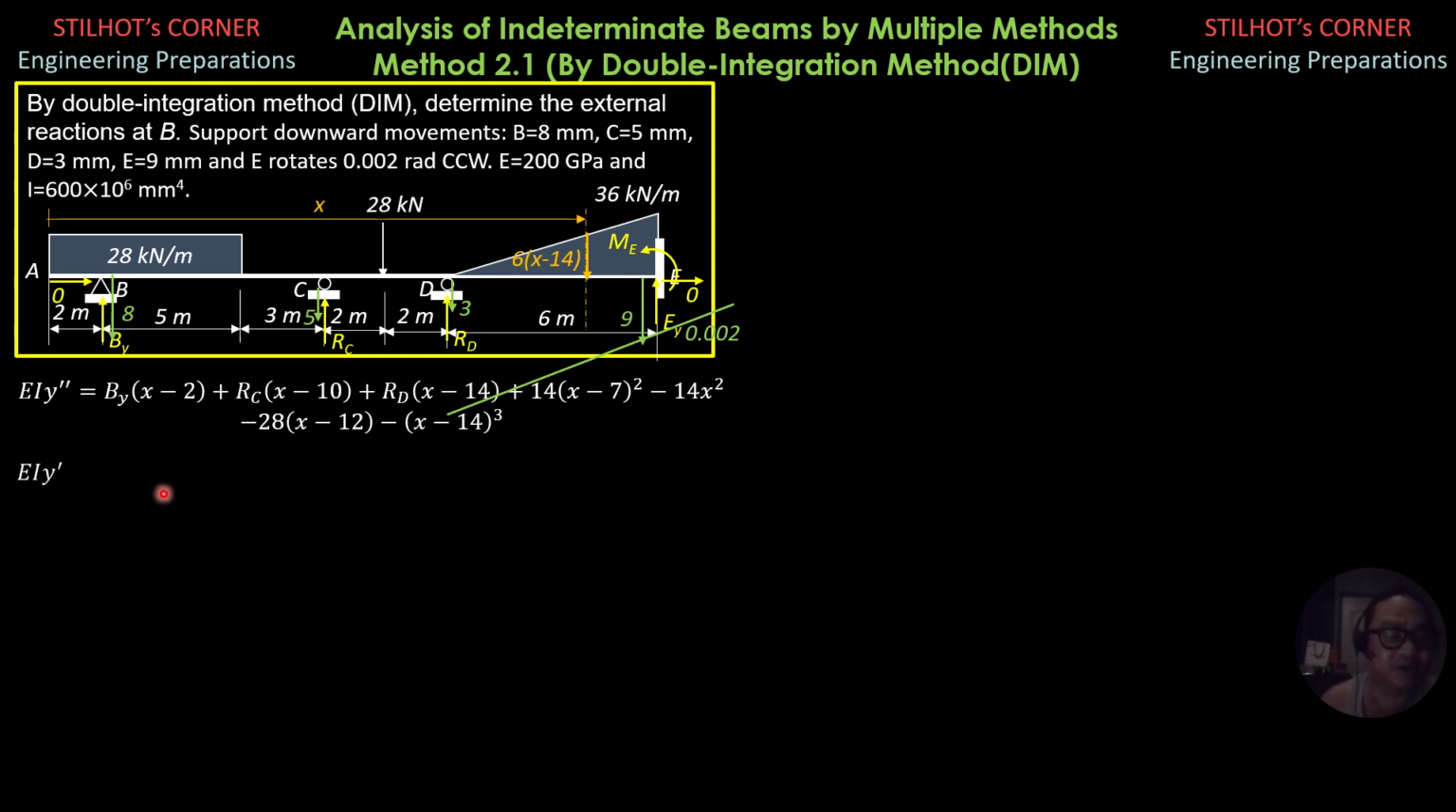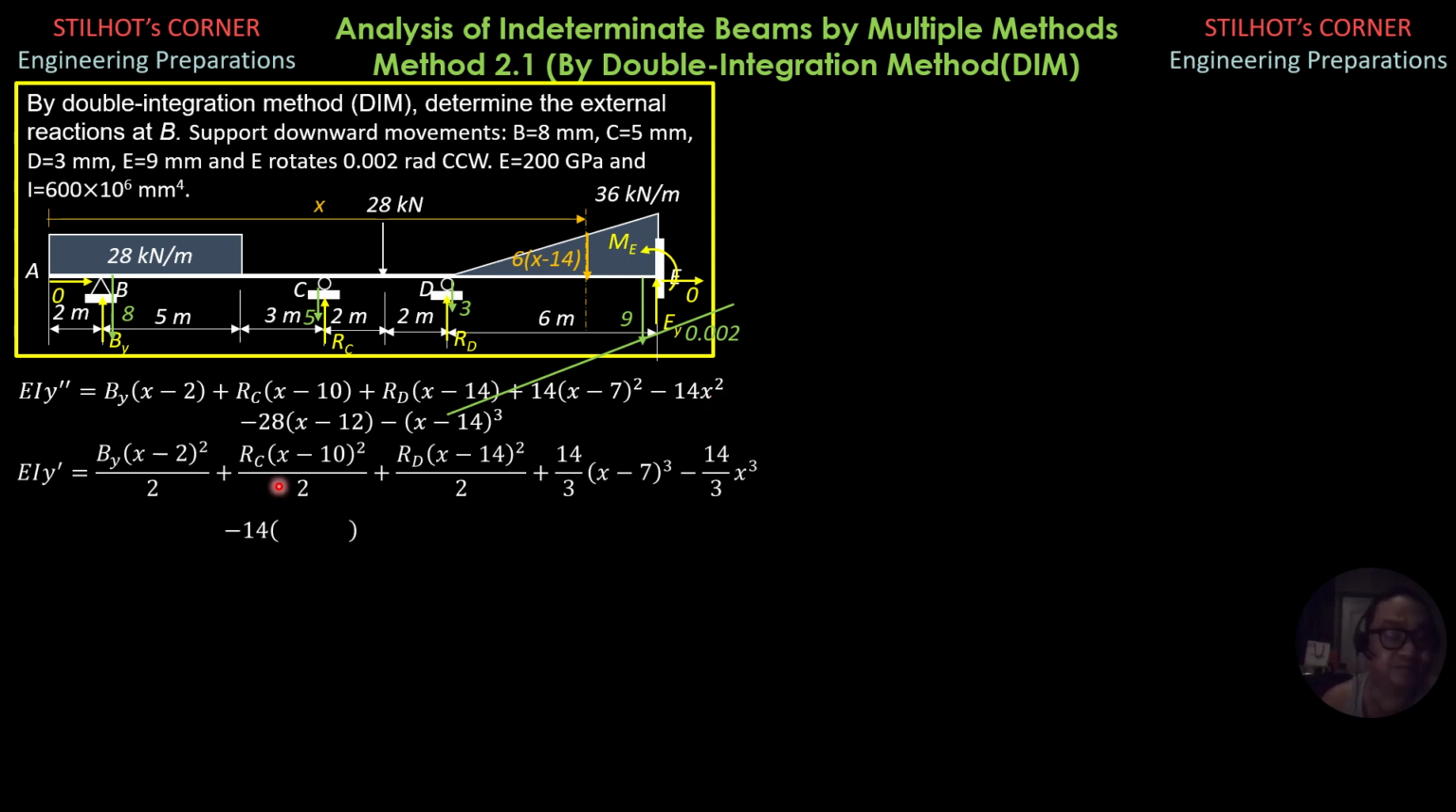Integrating, EI y prime equals R sub B over 2 quantity x minus 2 squared plus R sub C over 2 quantity x minus 10 squared plus R sub D over 2 quantity x minus 14 squared plus 14 over 3 quantity x minus 7 cubed minus 14 over 3 x cubed minus 14 quantity x minus 12 squared minus quantity x minus 14 to the fourth over 4 plus c sub 1. There is slope at A.